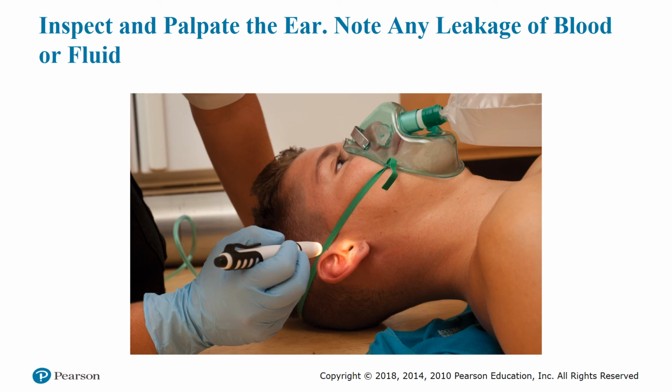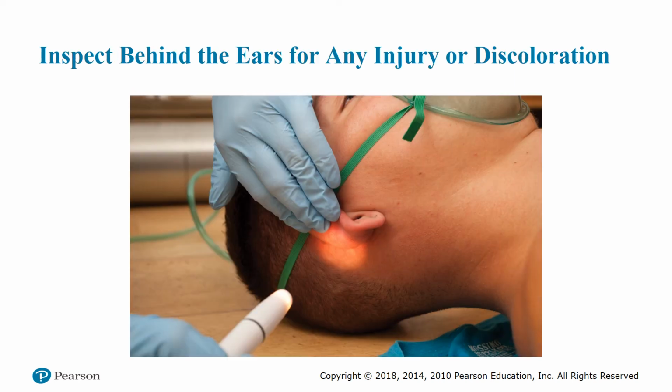Inspect and palpate the ear. Notice any leakage of blood or fluid. This could be significant. We've already said why. Inspect behind the ears for injury or discoloration. Remember, we talked about Battle sign, which is bruising over the mastoid process, usually indicative of a skull fracture, probably a basilar skull fracture. Quite common. Common enough that it has a name.